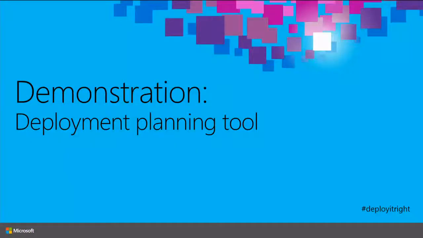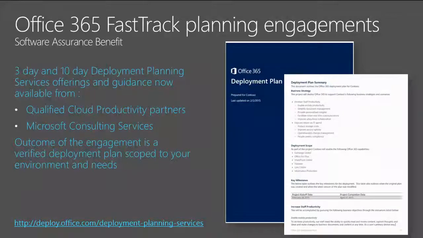Okay, so back to the planning tool. A couple other things in the planning tool as well. If you want help filling out that wizard, we have a bunch of different offerings available as well. If you're a software assurance customer, this is essentially enterprise agreements and those sorts of things. There is a benefit through Microsoft licensing called deployment planning services. And these deployment planning services, you can use to get a 3-day or a 10-day voucher, essentially for a Microsoft consultant or for a Microsoft partner to come on site with you and help go through these questions.